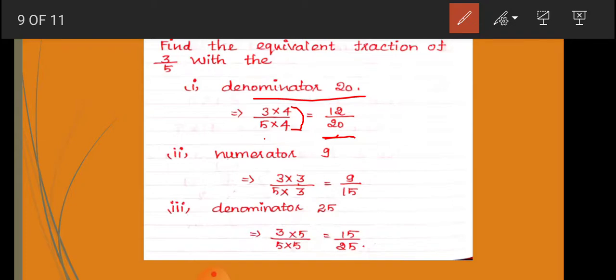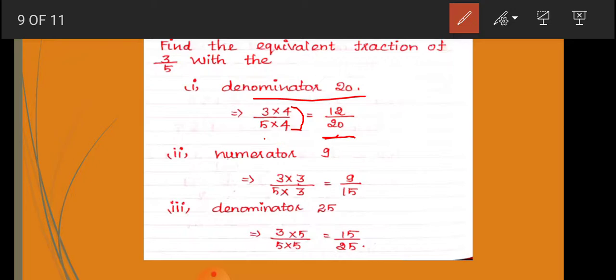Next I want numerator 9. Now 3 divided by 5, I want numerator 9. The numerator is 3 here. So which number can we multiply to get the answer 9? 3. So that same number we have to multiply with the denominator also. So 3 3s are 9, 5 3s are 15.